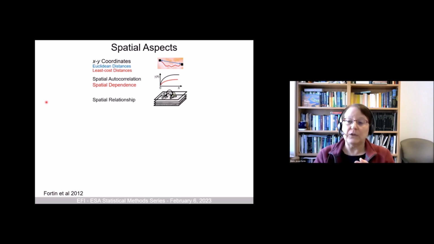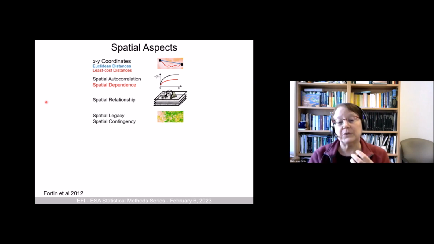There could be the fact that you want to use covariates to explain the spatial pattern. So it's the spatial dependency or other factors of movement between regions. Then there could be spatial legacy, so the configuration and composition of the landscape will influence what is potentially occurring as processes. And then there's contingency, which is that the surroundings of each location could be important.